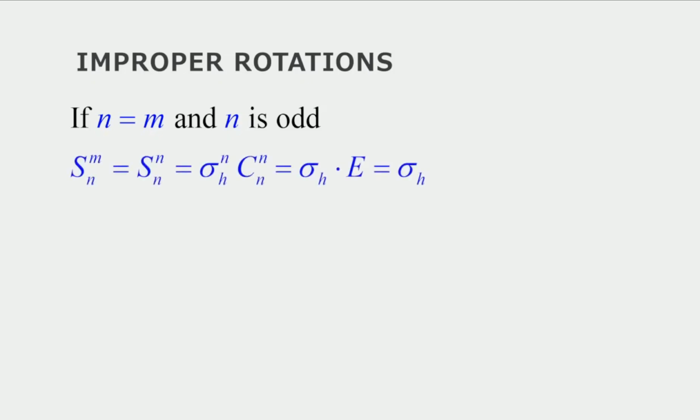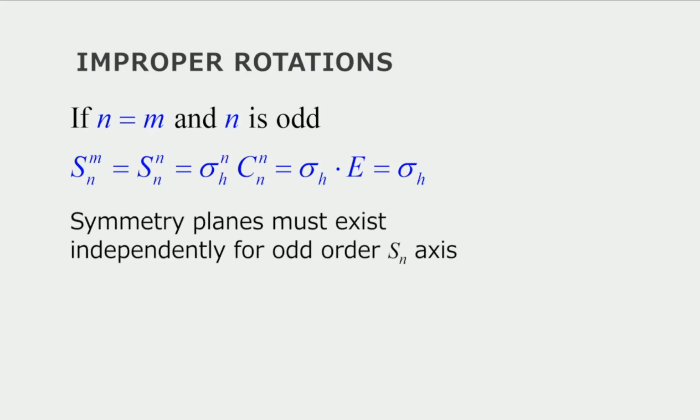Now suppose that n is equal to m. That means the subscript and superscript are the same. Then Sn to the power m is equal to Sn to the power n, which is equal to sigma h into Cn to the power n, right? But Cn to the power n is identity, so the result is sigma h. This implies that the symmetry plane must exist independently of the improper axis if n is equal to m.